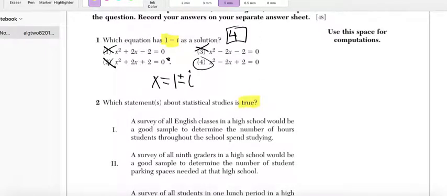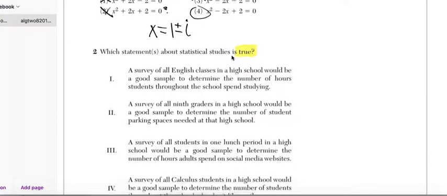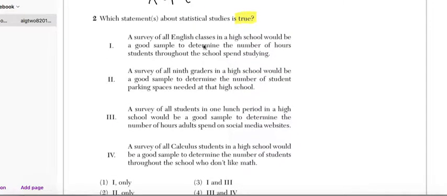And if you know the different types of statistical studies, there's a controlled experiment, surveys, and observational studies. Now, all of these are about surveys. So let's read the first one. A survey of all English classes in a high school will be a good sample to determine the number of hours students throughout the school spend studying. So that would be a good sample simply because we're trying to see how much time people spend studying.